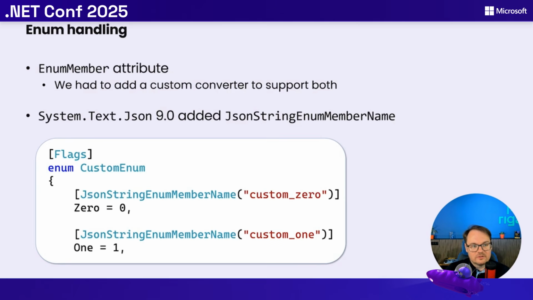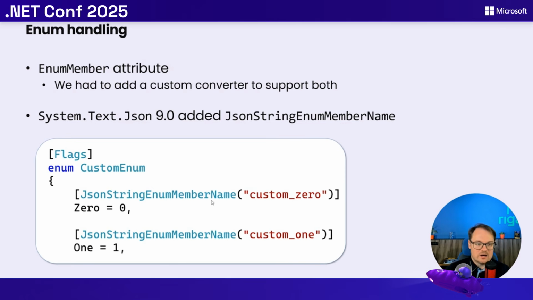Another feature of Newtonsoft.Json was that you could decorate entries in an enum with the EnumMember attribute. It's part of the System.Runtime.Serialization namespace, a built-in namespace in .NET, and you can provide custom strings for these values. If you use the JSON StringEnumConverter, typically the result would be the number 0 in the JSON. But if you want to change that, you could specify this EnumMember attribute, which was supported by Newtonsoft.Json. System.Text.Json has a similar attribute, but it's called JsonStringEnumMemberName.